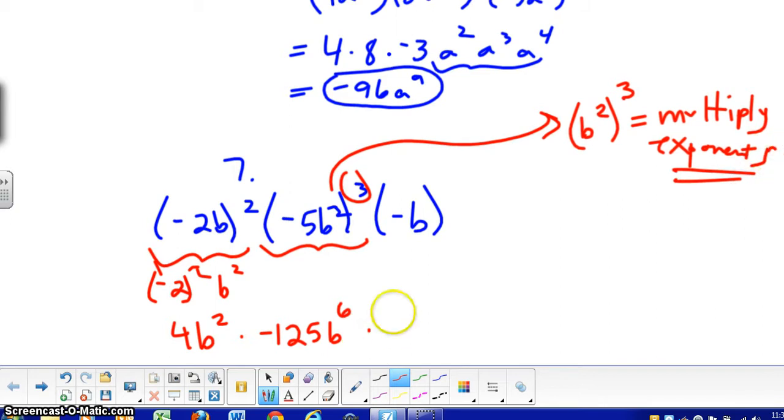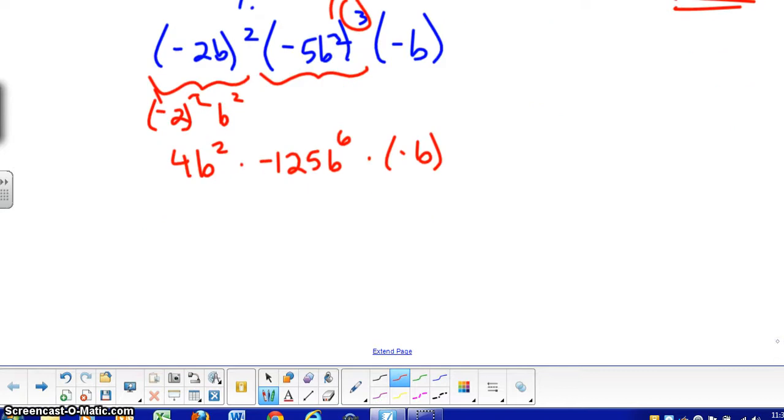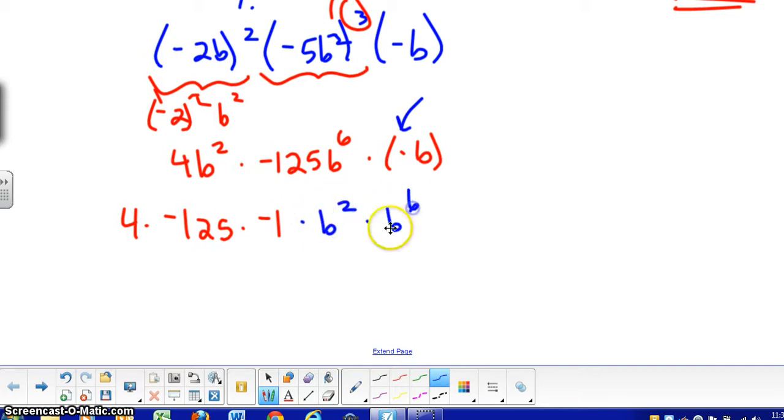And then we've got a negative b all by itself here. Alright, so if we're going to put this together, it would be 4 times negative 125 times the negative 1. I'm taking that negative from right here. Okay? And then the b's I'm going to put together as well. B squared, b to the 6th, and b. I did not take that negative because I used it over here.